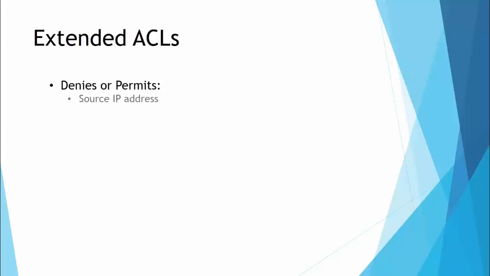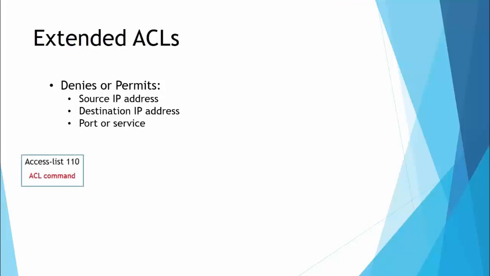An extended ACL still filters based on a source address, but also uses a destination address as well as an optional port number or service. The format of an extended ACL follows a pattern that can be used when writing your lists. First is always the access list command containing the keyword along with the name or number. Next is the permit or deny keyword, followed by the protocol.